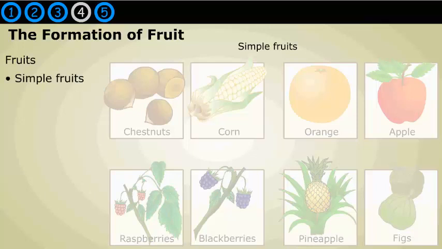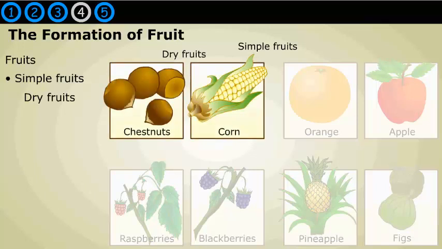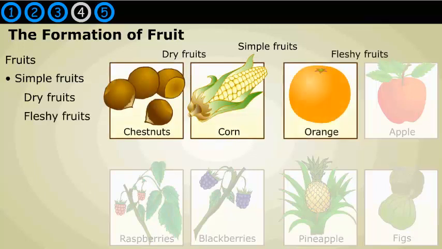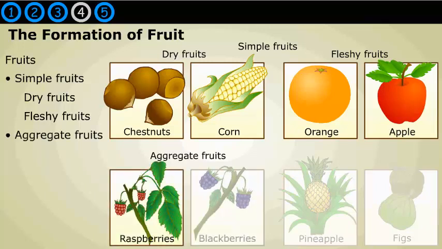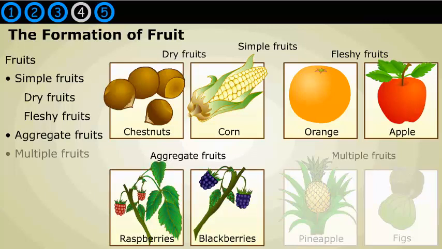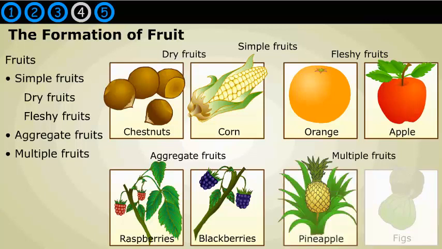Simple fruits form from a single ovary. They may be dry, such as in chestnuts and corn, or fleshy, as in oranges and apples. Aggregate fruits form from multiple ovaries of a single flower. Raspberries and blackberries are examples of aggregate fruits. Multiple fruits develop from the ovaries of different flowers that fuse together. Pineapples and figs are multiple fruits.